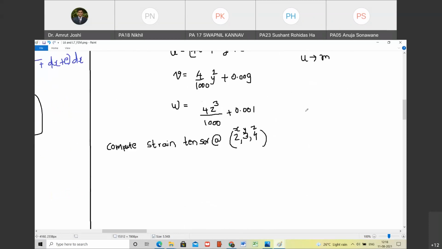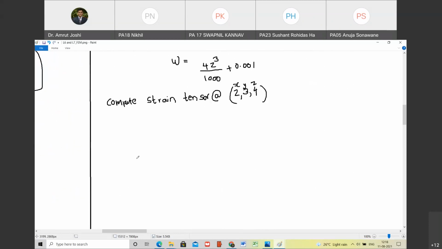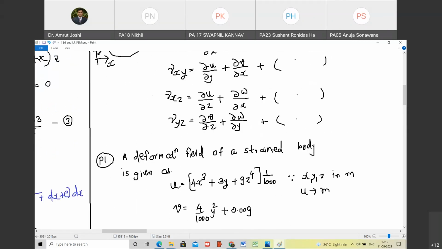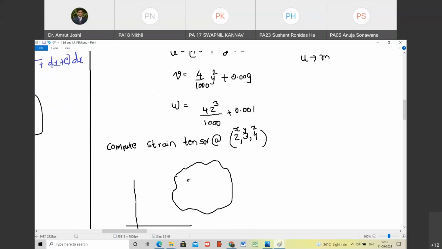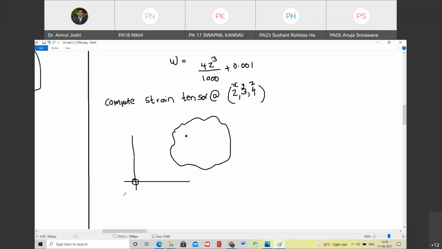So ये तो problem दिखने में ऐसे दिख रहा है, but we have to understand this physically. So you have been given a body जिसका shape और size आपको पता नहीं है. Are you with me? Yes, sir. Now, if I take any point on this body, it will have x, y, z coordinates. Once I know its x, y, z coordinates, I will be using this expression to find out its x directional, y directional and z directional deformation at that point. Are you with me? Yes, sir.